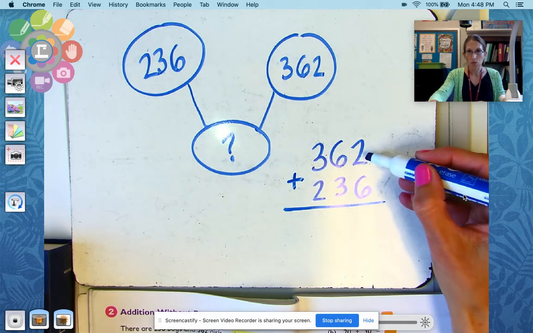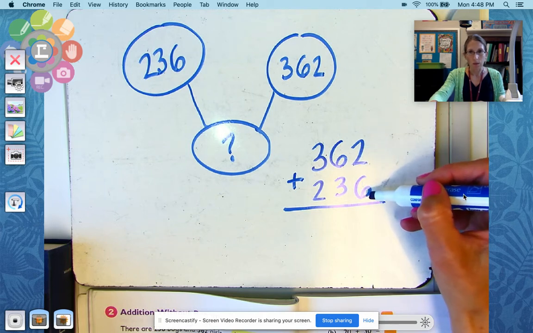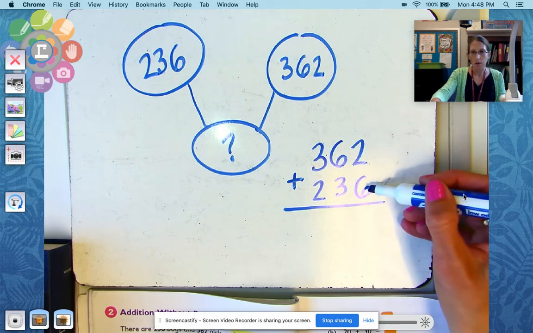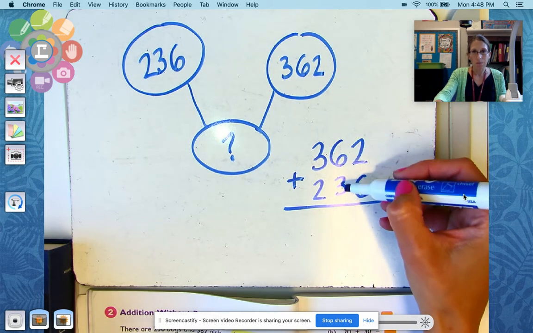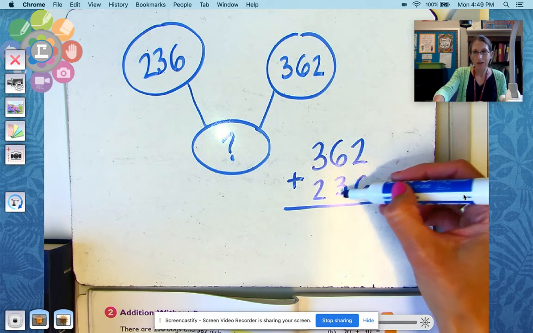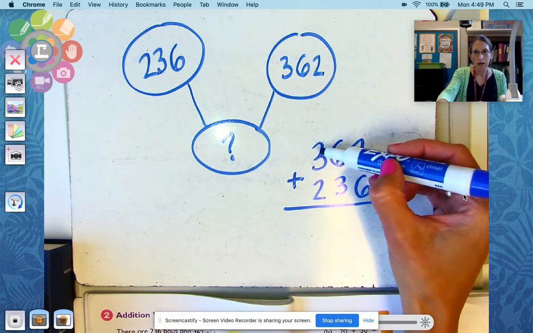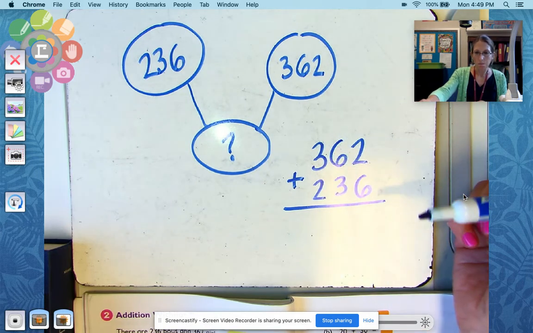So the ones place has to go right underneath the other ones place. So here we have 2 ones, here we have 6 ones. They should be right on top of each other. Here is the tens place. So the 6 tens should be right on top of the 3 tens. And then the hundreds place, we have 300s, should be right on top of the 200s.